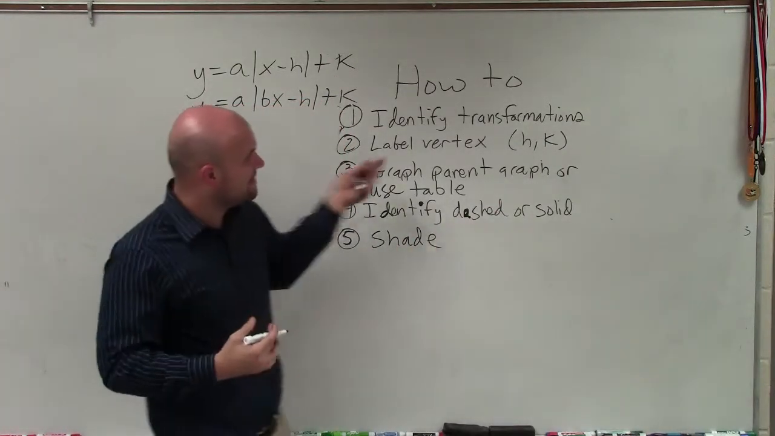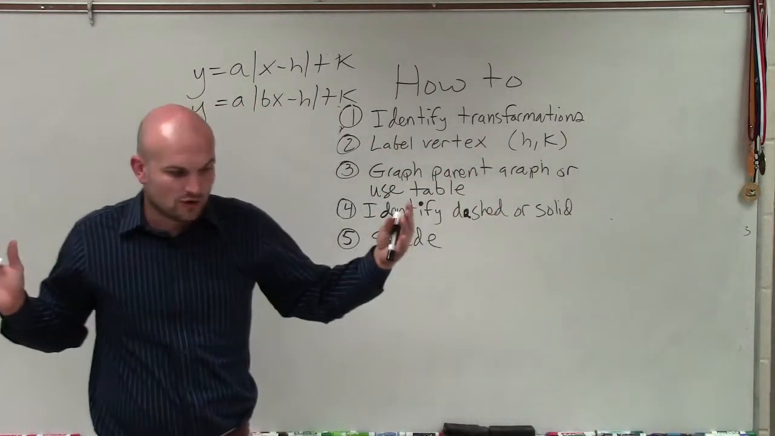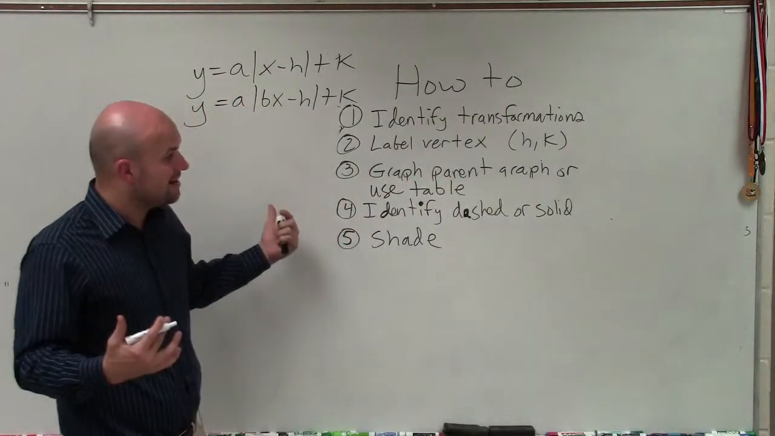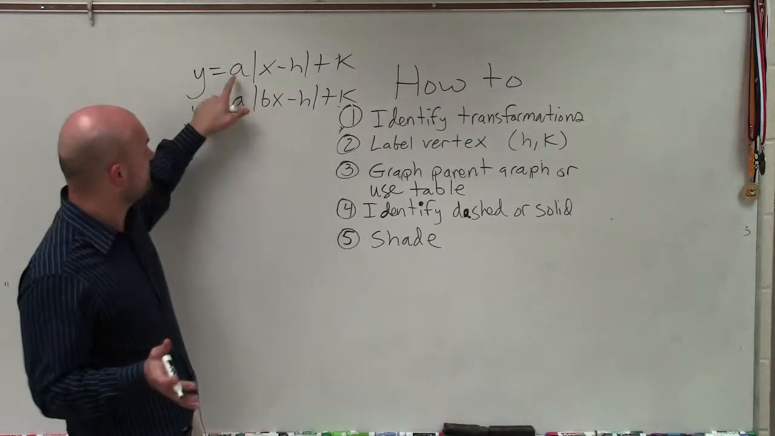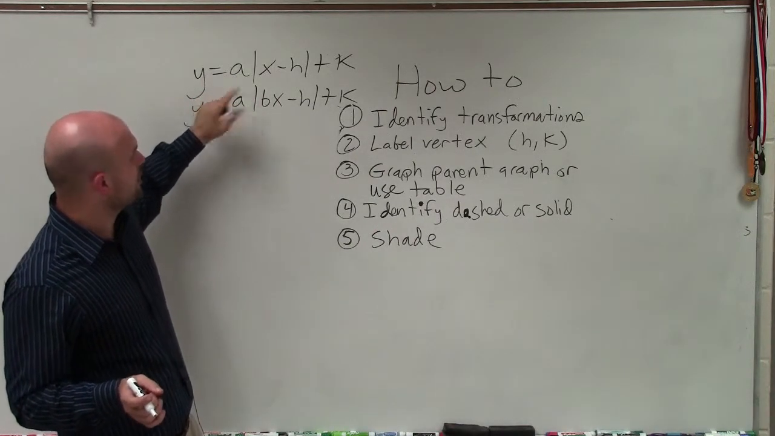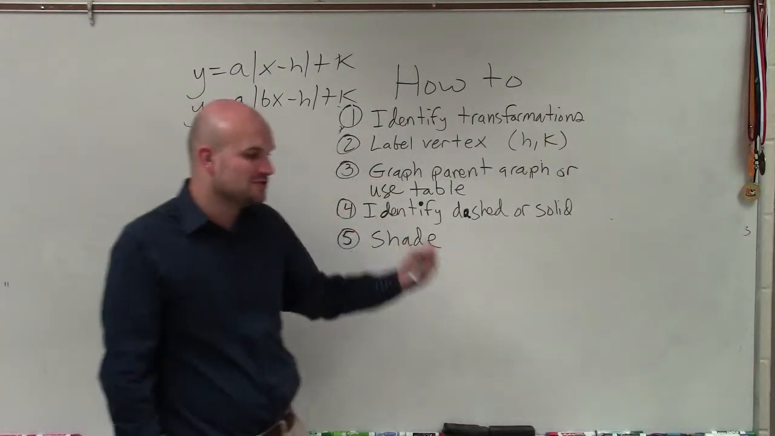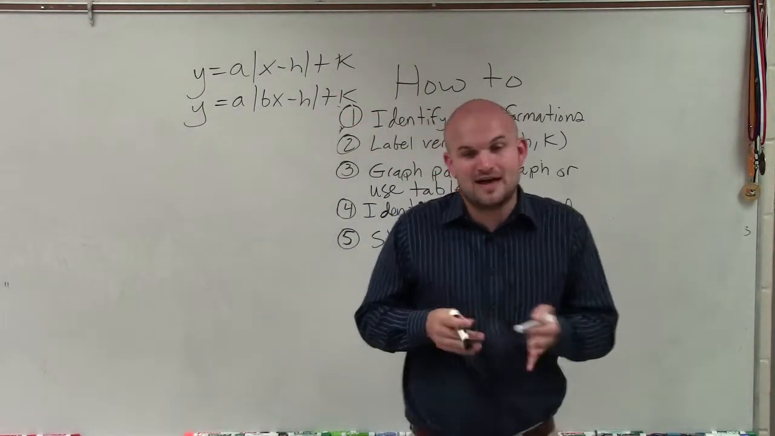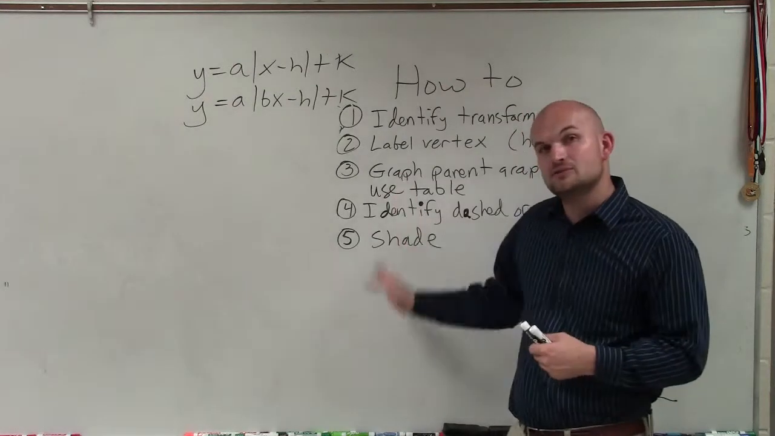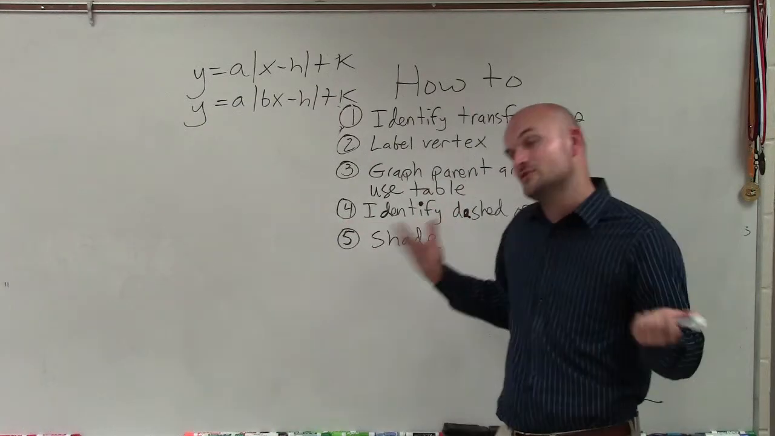Then the next thing is, if there is no a or b, that means there's not going to be any horizontal or vertical compression or stretching, then I can just graph the parent graph. However, if I do have a number other than 1 on the absolute value, or if the number is larger or smaller than 1, then I am going to have to use a table. The best thing to do with a table of values is to find points to the right or to the left of your vertex. Then use the line of symmetry of an absolute value equation and reflect the points that you figured out to the other side, so then you can graph it.